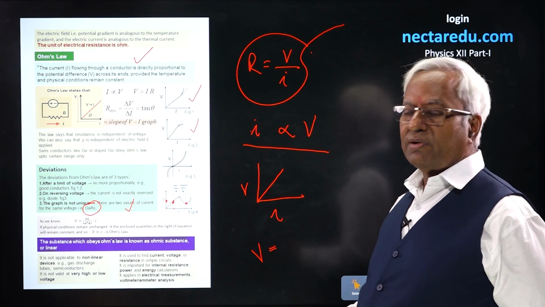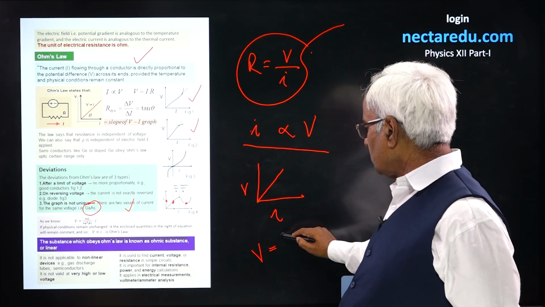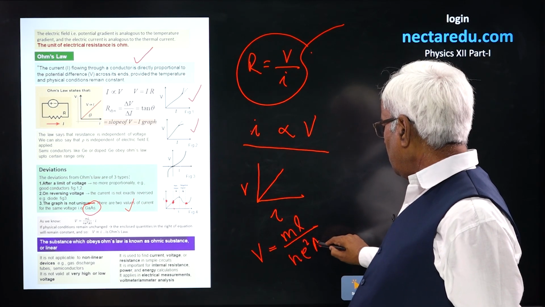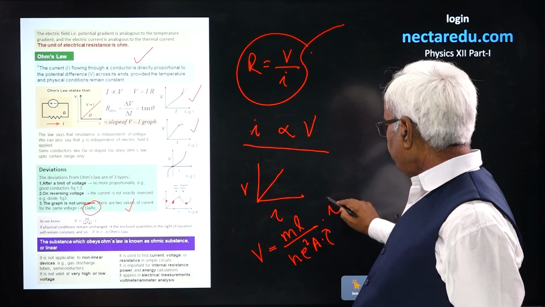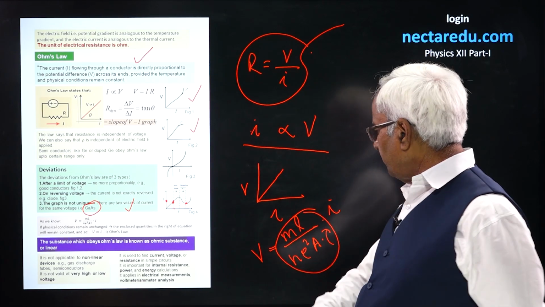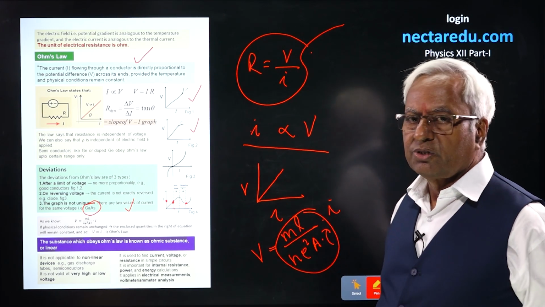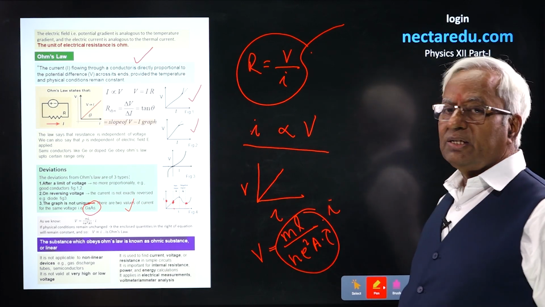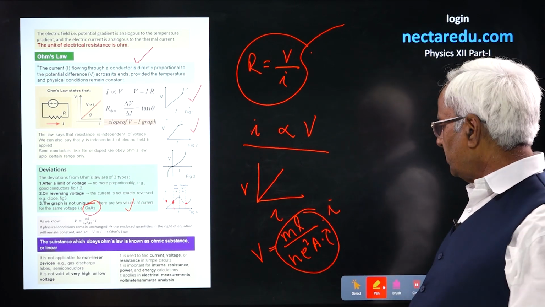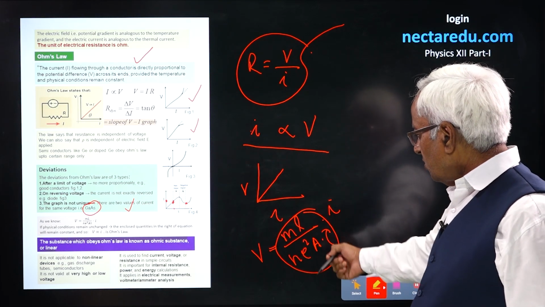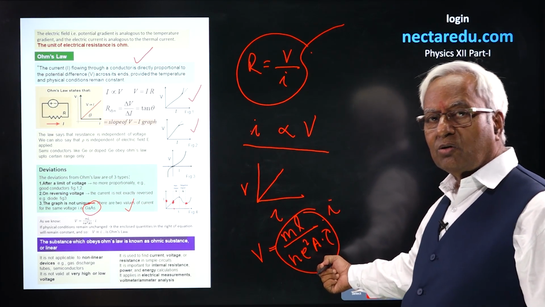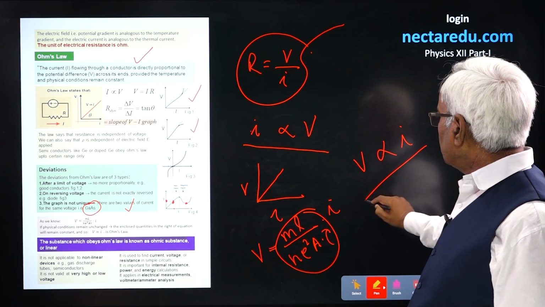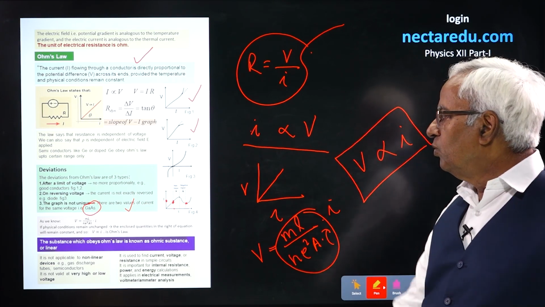In terms of drift velocity, we are going to get this relation V equal to ml upon n e square A tau I. If apart from V and I, you consider the whole thing is going to be constant, depending on physical conditions, if you maintain them to be constant, this whole bracketed expression is also going to be constant. So what remains is V proportional to I. This is what you exactly call Ohm's law.